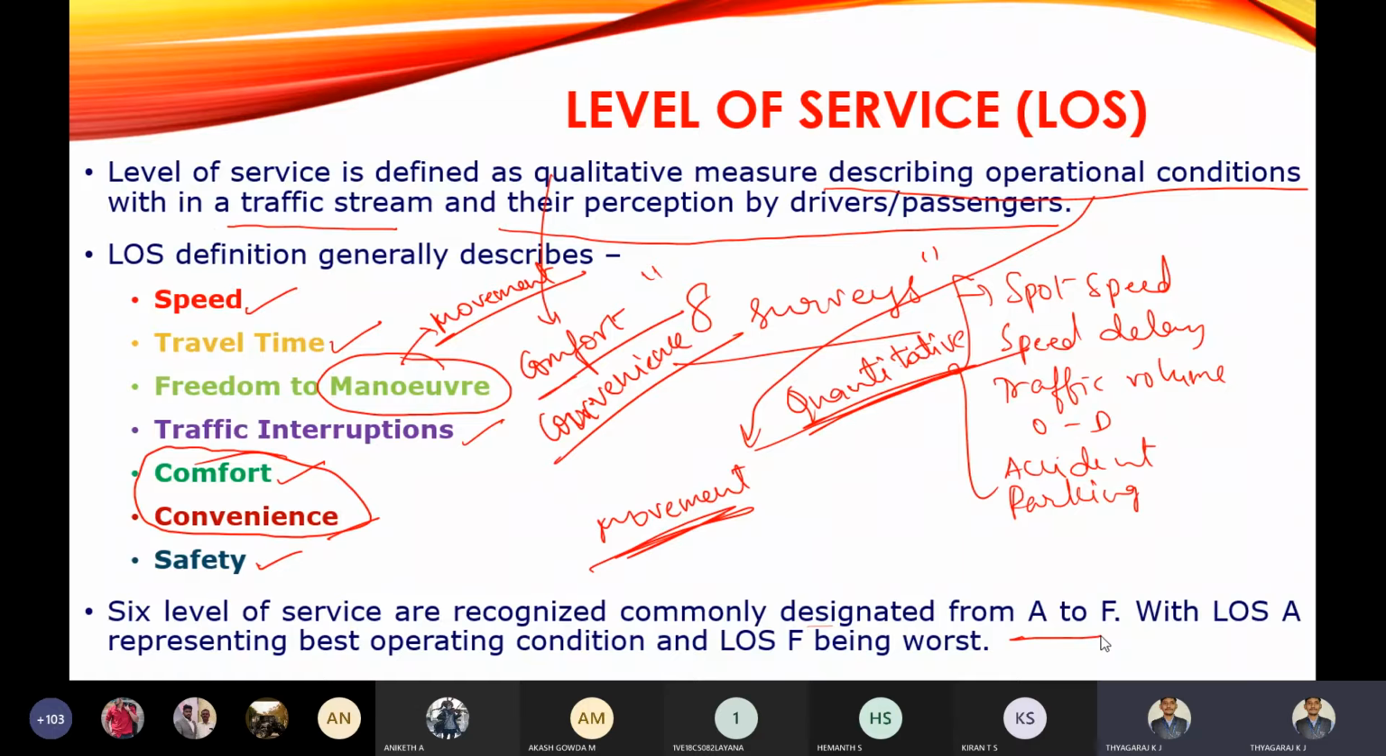Level of service A being the best operating condition, level of service F being the worst operating condition. So we can say that in level of service A, we have the comfort and convenience. That is, we can easily travel without any interruption, so we'll have some good comfort. Why? I'll tell the reason behind level of service A being best operating and F being worst operating.